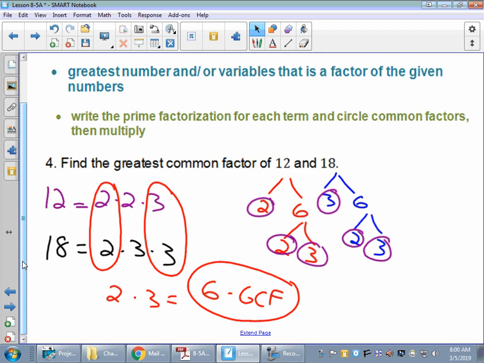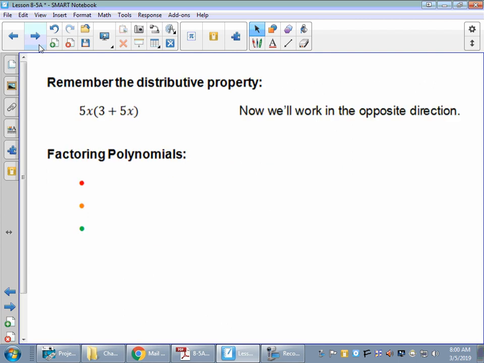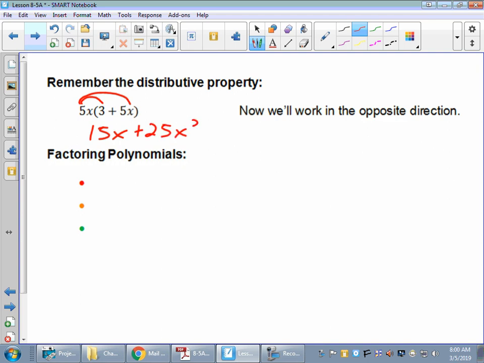All right? Okay, remember the distributive property. So let's work on that now. And now we're going to work in the opposite direction. So we've got the distributive property, and now we're going to go backwards. We know that if we were to do this problem here, if we distributed, we'd get 5x times 3 is 15x. And then if we went 5x times 5x, we'd get 25x squared.